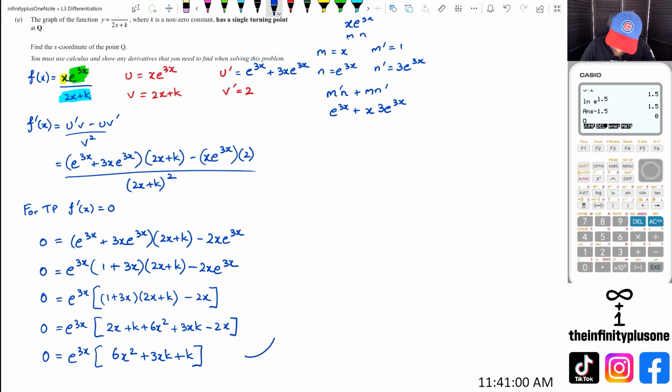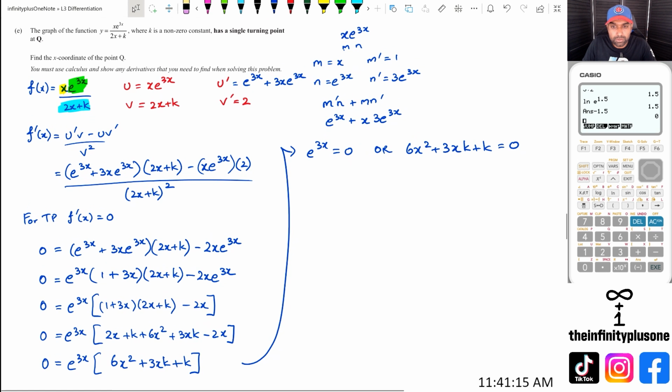So I should get e to the power of 3x is equal to 0, or 6x squared plus 3xk plus k is equal to 0. With e to the power of 3x, we can ignore that because that one doesn't actually work. So the only thing we can have a look at is the 6x squared plus 3xk plus k. But the question does say that it has to have a single turning point. So we want x to be one single value there. In other words, we want to show that this part could only have one solution.